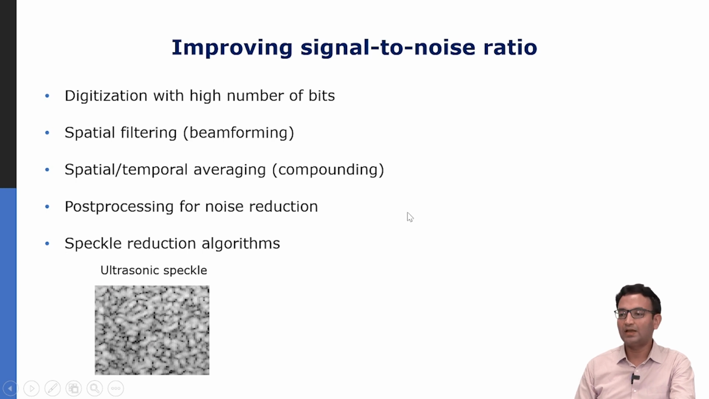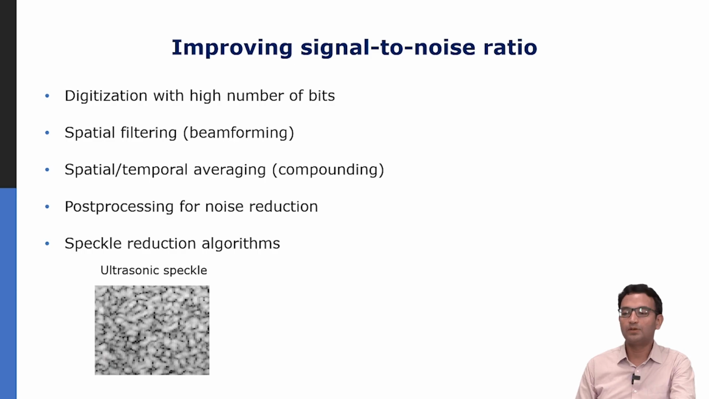There are also a few other aspects. For example, when you are digitizing your signal, you are converting your analog signal to the digital signal. The higher number of bits that you use, the better your signal to noise ratio will be. Further, we can exploit spatial filtering approaches or beam forming, again to be discussed in a subsequent chapter, that helps improve the signal to noise ratio. We can take images and either we can average along the time direction, or we can perform some spatial averaging, which is called compounding, and this will also improve my signal to noise ratio.